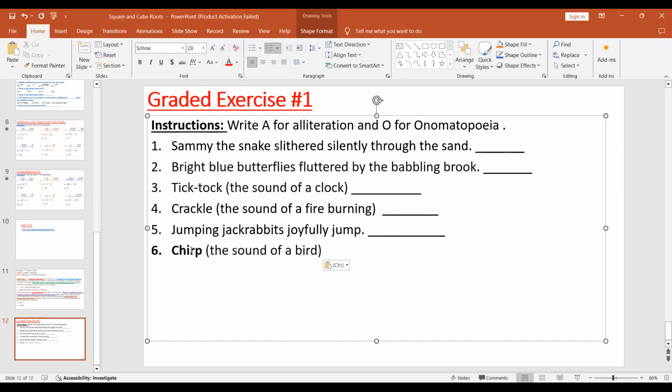This one says, cuckoo, cuckoo. No, this is chirp. I'm thinking about another one, maybe I should do that one. But we can do chirp. Chirp, the sound of a bird.